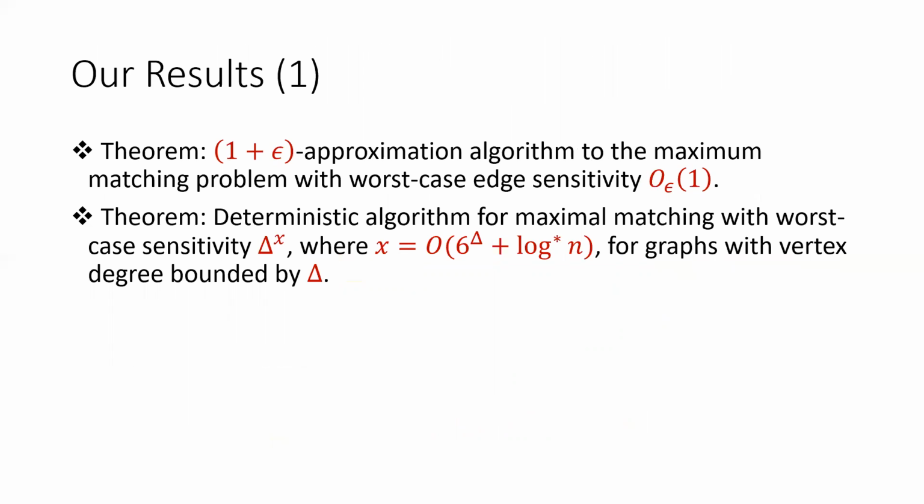We first give a 1 plus epsilon approximation to the maximum matching problem with worst case edge sensitivity O of 1, where here we suppress all dependencies on epsilon. We'll also talk about a deterministic algorithm for maximal matching with worst case sensitivity delta to the x, where x is this quantity here, and delta is an upper bound on the degree of the vertices in the underlying graph. So we'll first talk about the 1 plus epsilon approximation algorithm.